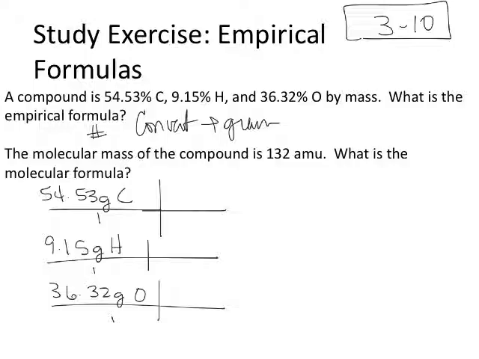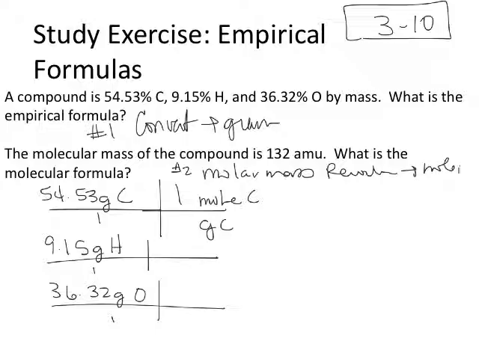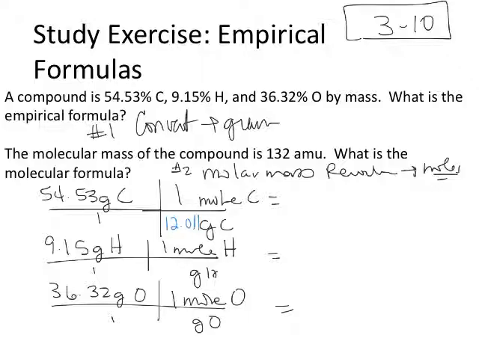And then you don't want grams, so it's going to be grams of carbon into 1 mole of carbon. The second thing you're going to do is use your molar mass, which you're going to get from the periodic table, to convert them to moles. And here, grams of hydrogen for 1 mole of hydrogen. This is grams of oxygen for 1 mole of oxygen. If you look at the periodic table, the molar mass for carbon is 12.011. The molar mass for hydrogen is 1.008. And the molar mass for oxygen is 16.00.